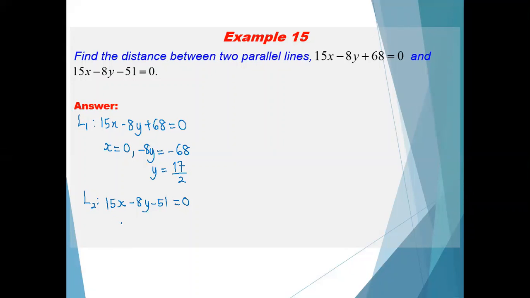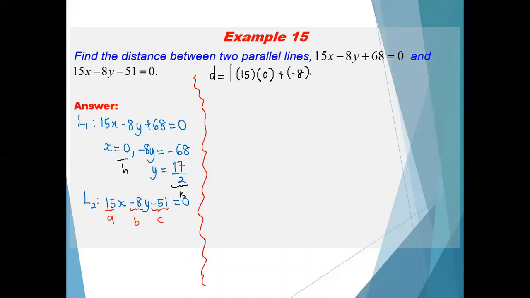You can make x equal to 0 here. Okay, you must get the same answer. So this one is A, here will be B, and the rest will be your C. So the perpendicular distance D is equal to the modulus of A, 15 times x, this one is h and this one will be k, plus negative 8 times k, 17 over 2, plus C, negative 51.